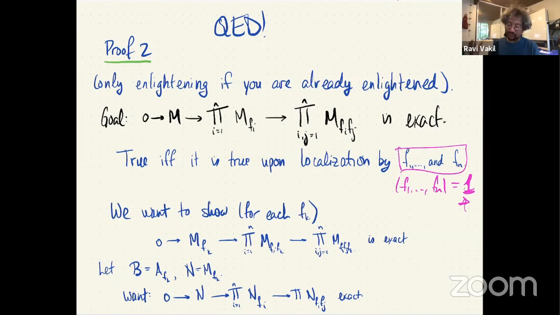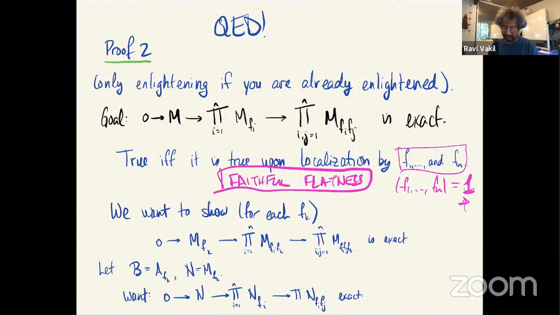And all the constructions you make behave well with respect to localization, and of course, doing that computation. And so if the homology module is non-zero, then it's going to be non-zero after localizing at one of these FIs. And then if you're a couple steps further on, you realize that what we're really using is faithful flatness. I'm not going to say what that is, although the word will come up again.